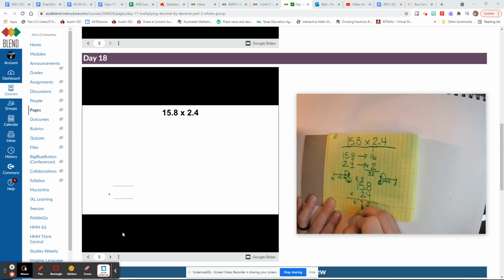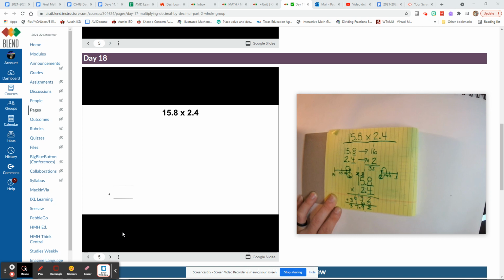2 times 8 is 16. And carry that 1. And remember, you can cross these numbers out if it makes it easier to read. 2 times 5 is 10, plus 1 equals 11. And then 2 times 1 is 2, plus 1 equals 3. So let me add all that together. And remember, I have 2 decimal places in my problem, so I need 2 decimal places in my product.